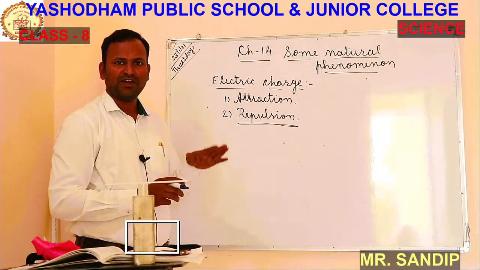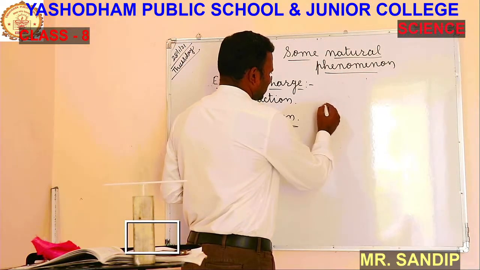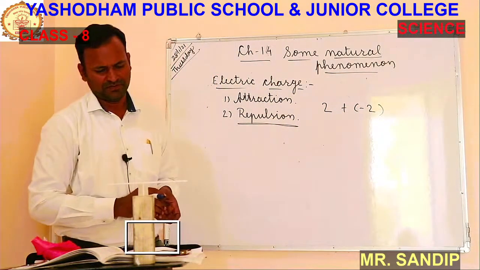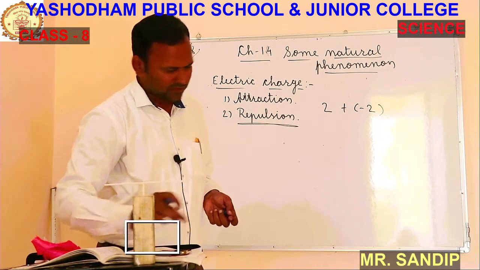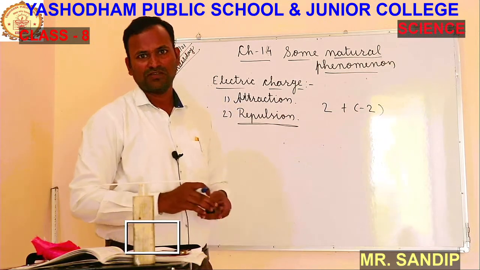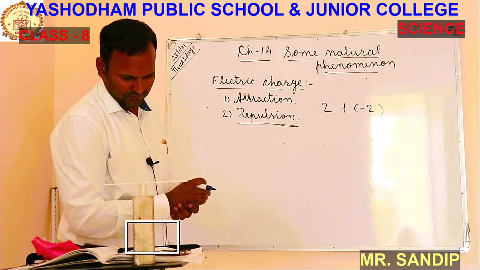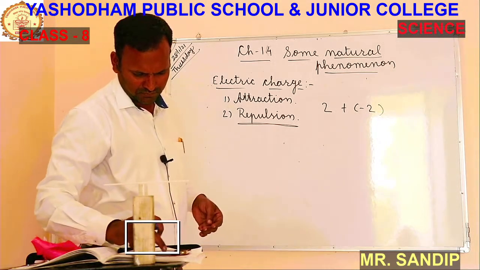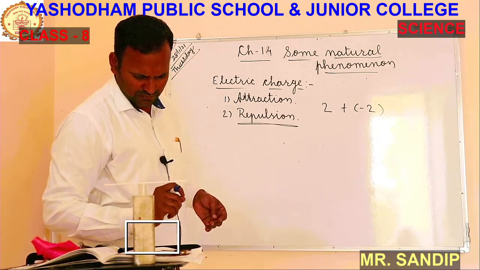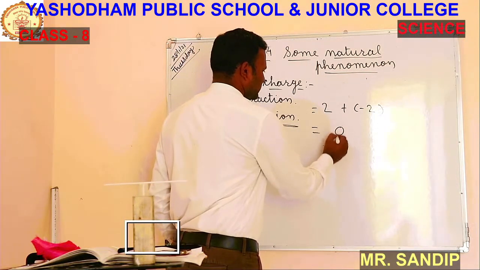Whenever we take positive and negative, suppose we add 2 plus minus 2, what will come here? Can you write in the chat box? I am writing a simple thing here, 2 plus minus 2, then what answer will come? You have to write in the chat box. So the answer will be 0, correct? It will come 0.